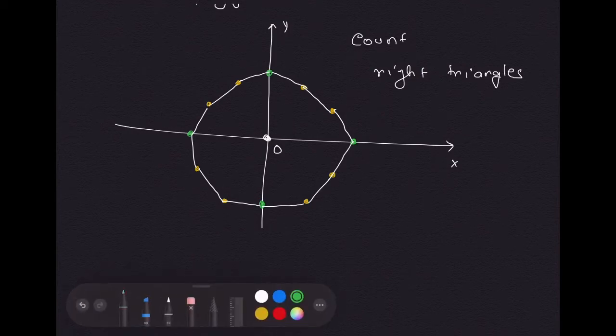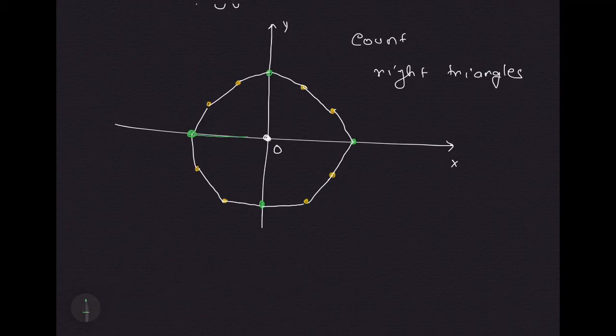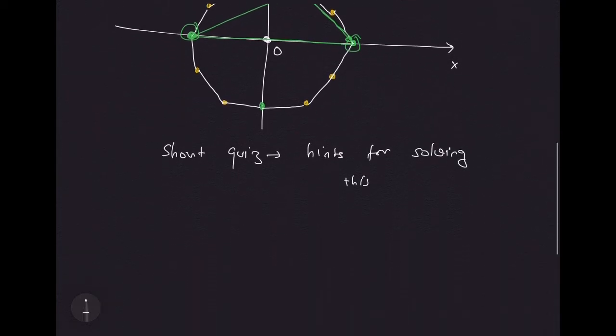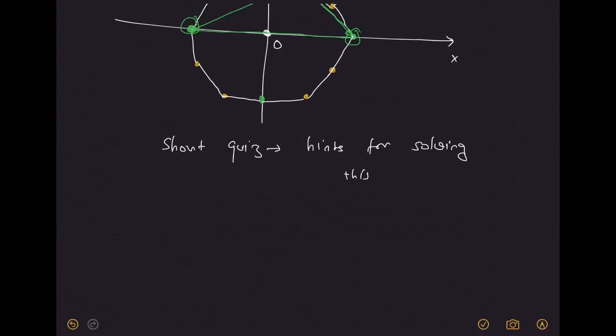So for example, this is one right triangle using vertices of this polygon. There could be many such right triangles. All 3 vertices need to be on the polygon's vertices. And how many such right triangles are possible? Go to the link in the description. It will have a short quiz which are actually hints for solving this problem. Maybe you can actually solve this problem on your own. It's not very hard.